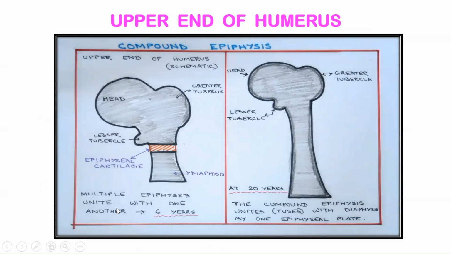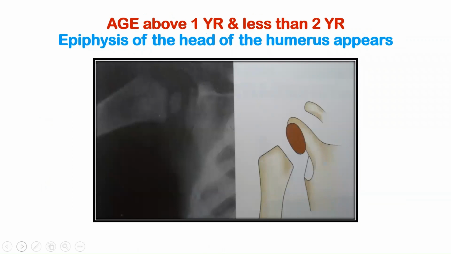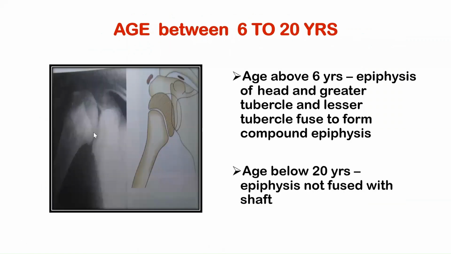This is an X-ray showing the shoulder region of a baby at birth. We can see the shaft is ossified and the epiphysis of the head of the humerus is absent. Next, at 1 year, we can see the epiphysis of the head of the humerus has appeared, this white rounded shadow. At 6 years, we can see that the epiphysis of the head, the greater and the lesser tubercle have fused to form a compound epiphysis, but it is still not fused with the diaphysis.